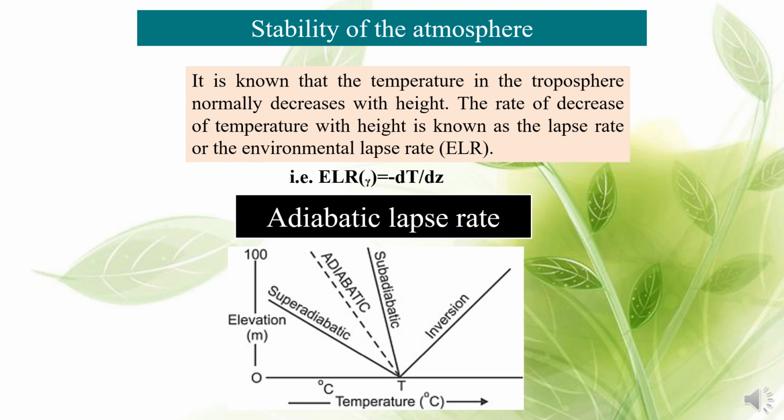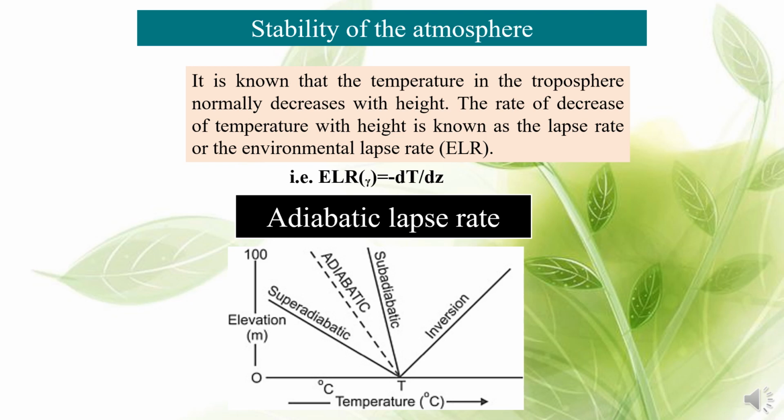Hence, we have to study the forces which come into play in such phenomena in which the hydrostatic equilibrium gets violated. Before going into the details of the stability or instability of the vertically moving air, the details regarding the lapse rate can be looked into. It is found that the temperature in the troposphere normally decreases with height. The rate of decrease of temperature with height is known as the lapse rate or the environmental lapse rate, shortly ELR.